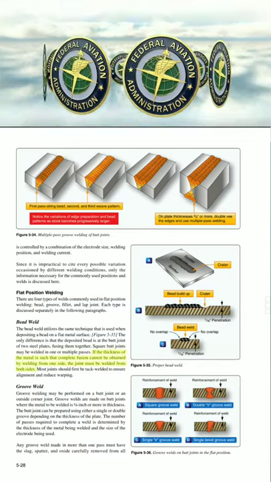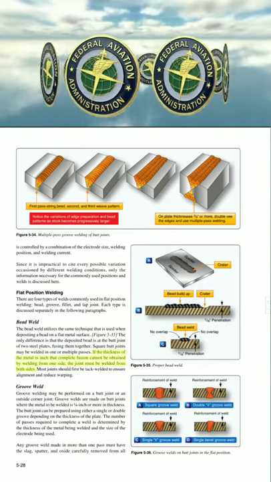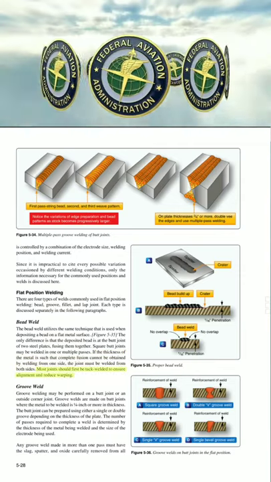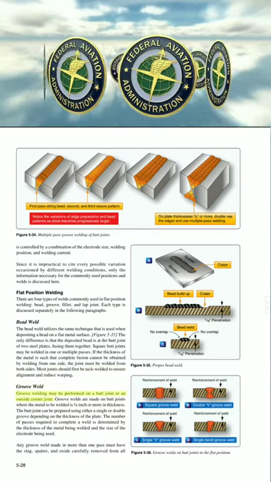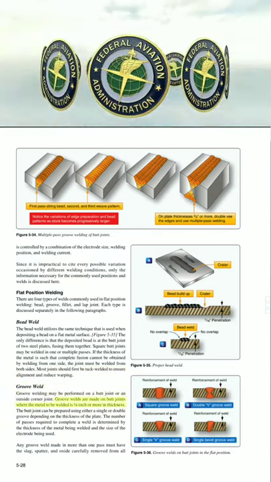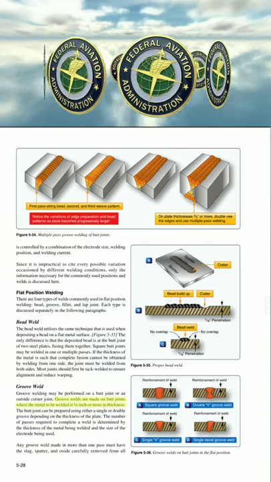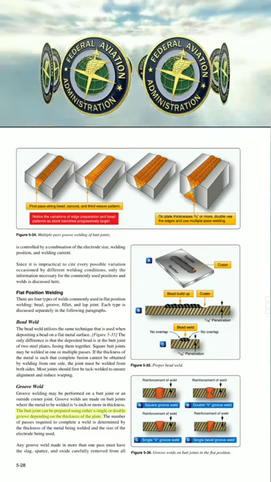If the thickness of the metal is such that complete fusion cannot be obtained by welding from one side, the joint must be welded from both sides. Most joints should first be tack welded to ensure alignment and reduce warping. Groove weld. Groove welding may be performed on a butt joint or an outside corner joint. Groove welds are made on butt joints where the metal to be welded is 1/4 inch or more in thickness. The butt joint can be prepared using either a single or double groove depending on the thickness of the plate.